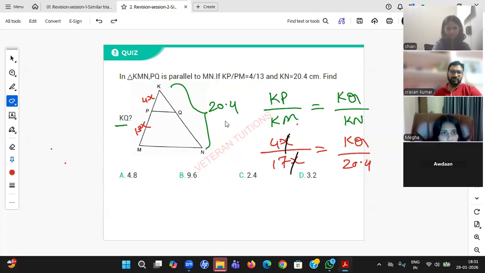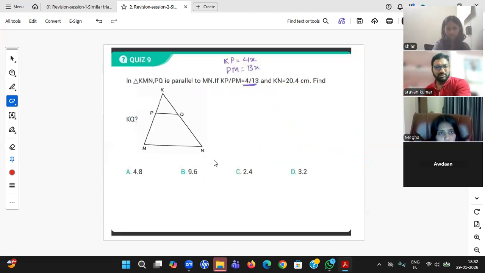Tanish, right answer. Harshini, right answer. So 4.8. I have used the corollary. You can use normal BPT also. You'll get the same answer.